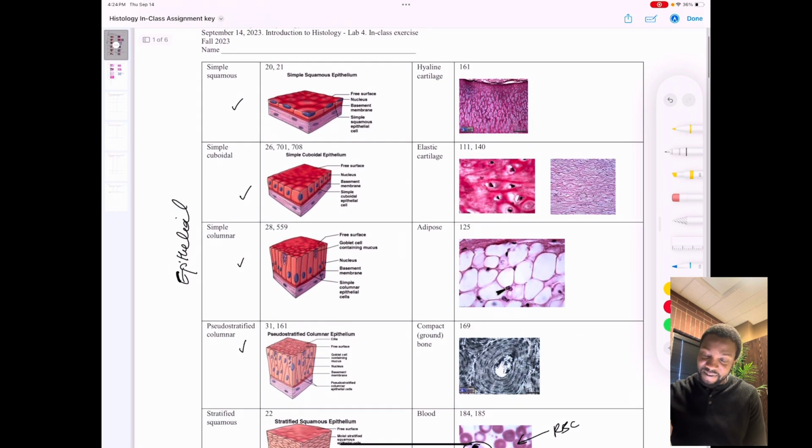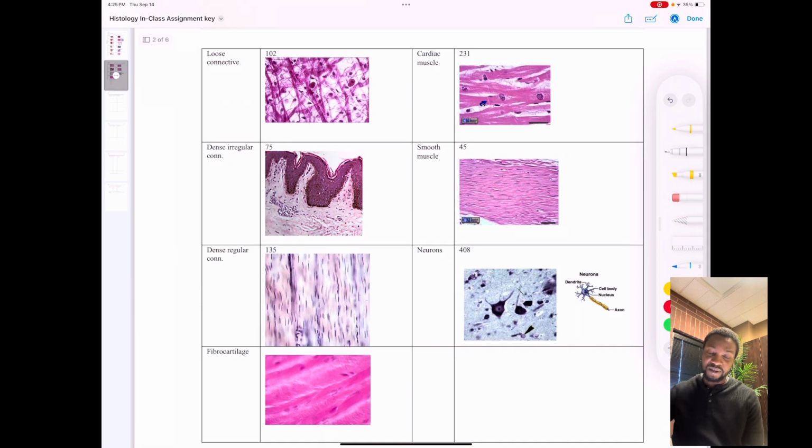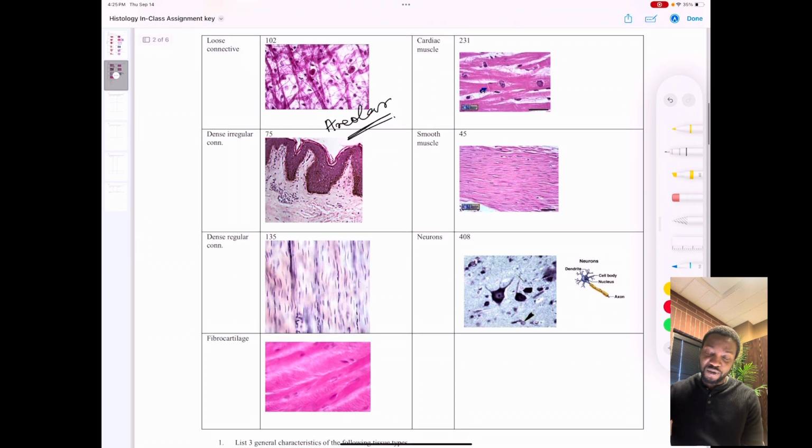And then we have elastic cartilage, which can be found somewhere like this and in the epiglottis. And we have other types of tissue. We have loose connective tissue, which is the areolar, which is an excellent connective tissue for packaging. And then I'm going to move straight to muscle.